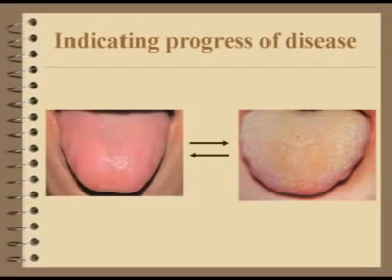On the contrary, if the tongue coating changes from thick to thin, from yellow to white, from dryness to moisture, it means that the disease condition is getting better.